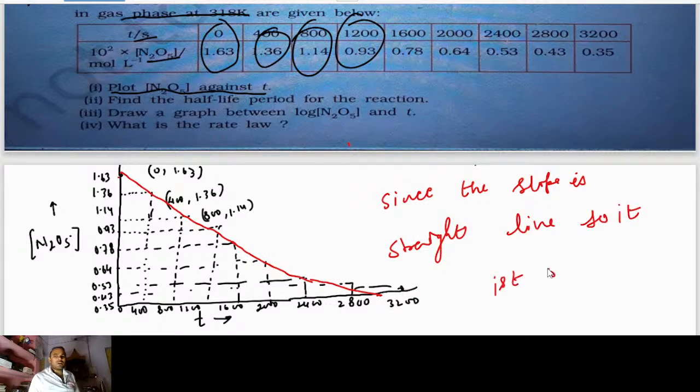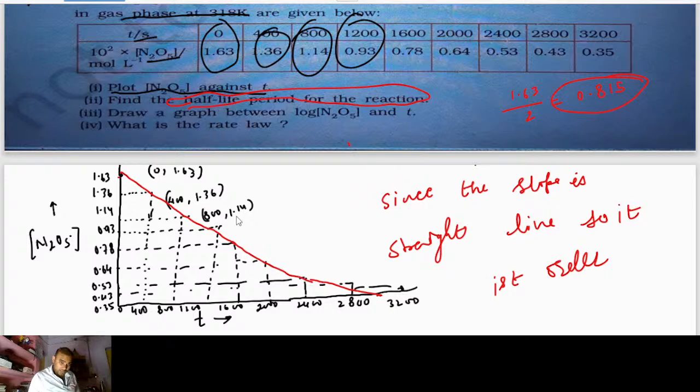So one thing we got to know, student. Now find the half-life period of the reaction. What will be the half-life period? When the concentration becomes half, that will be the half-life period. So 1.63 is the initial, right? You divide by 2. So what is there, 0.815.